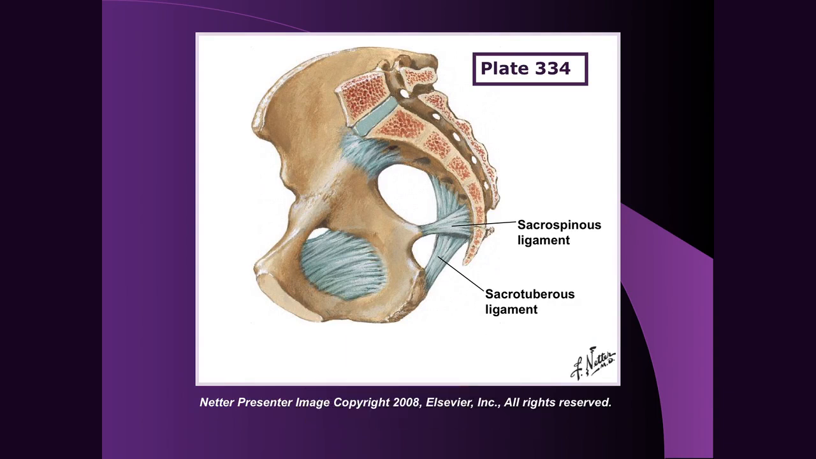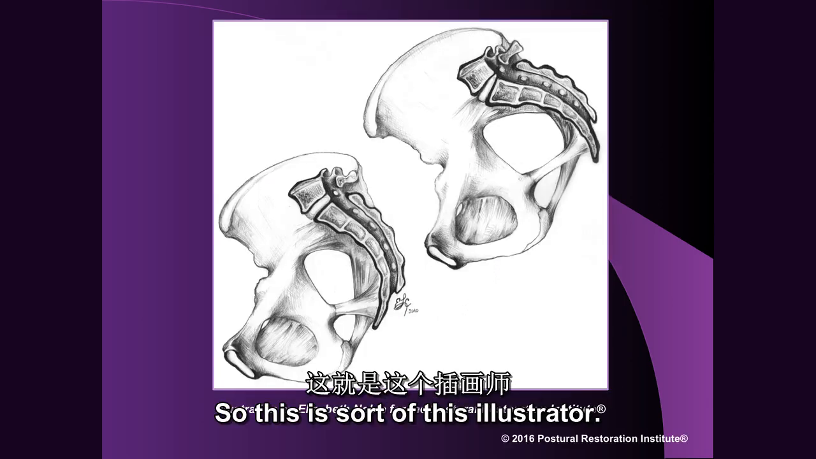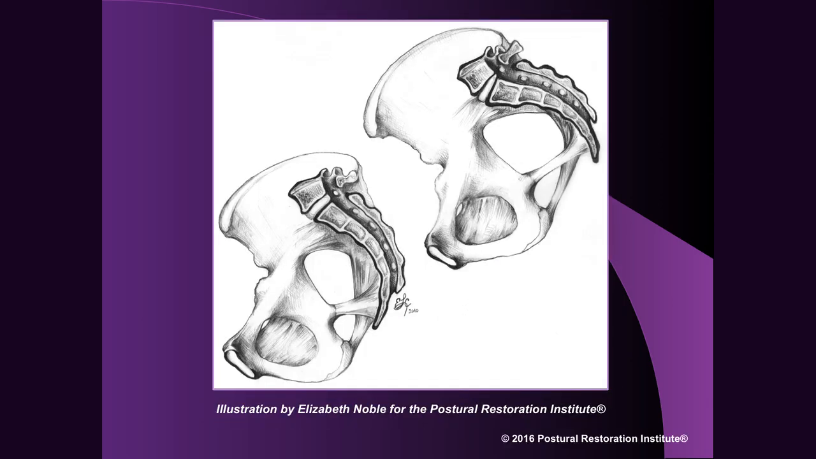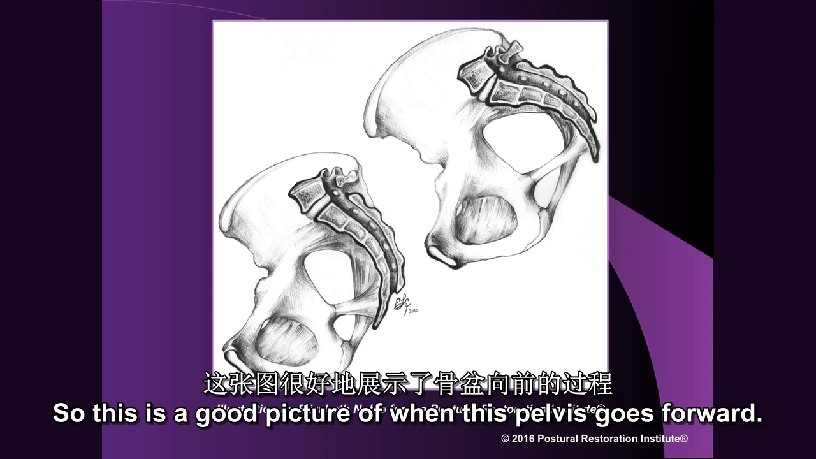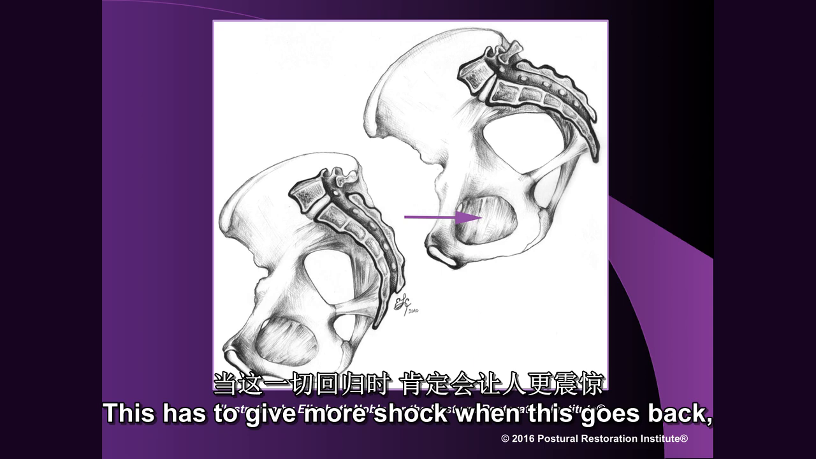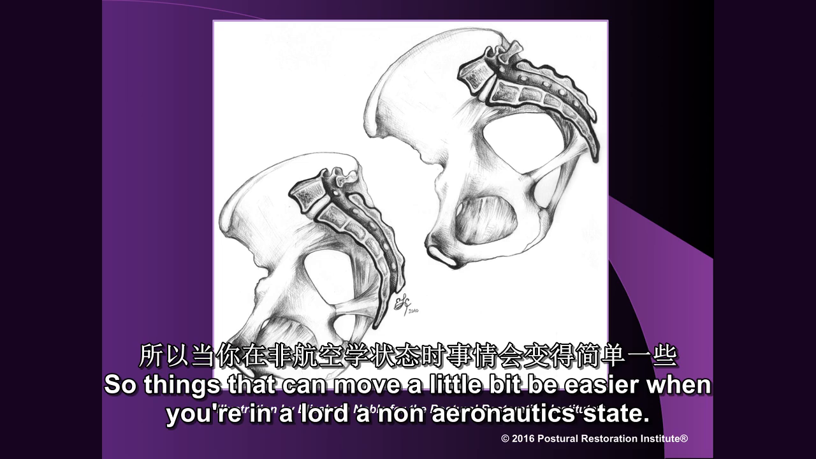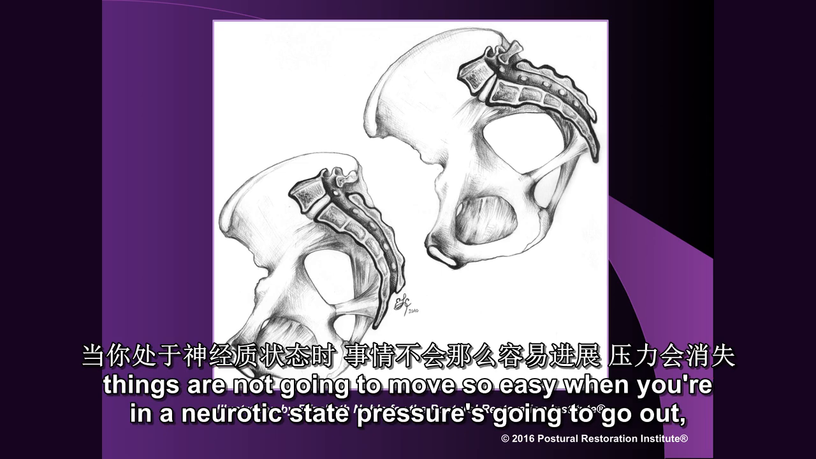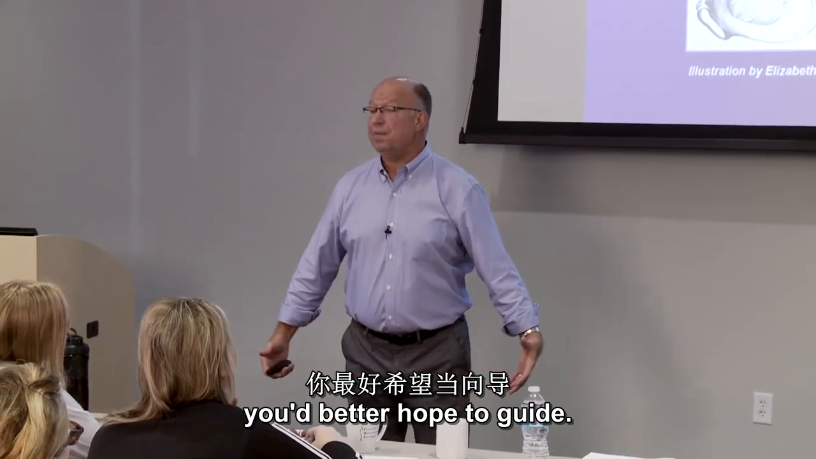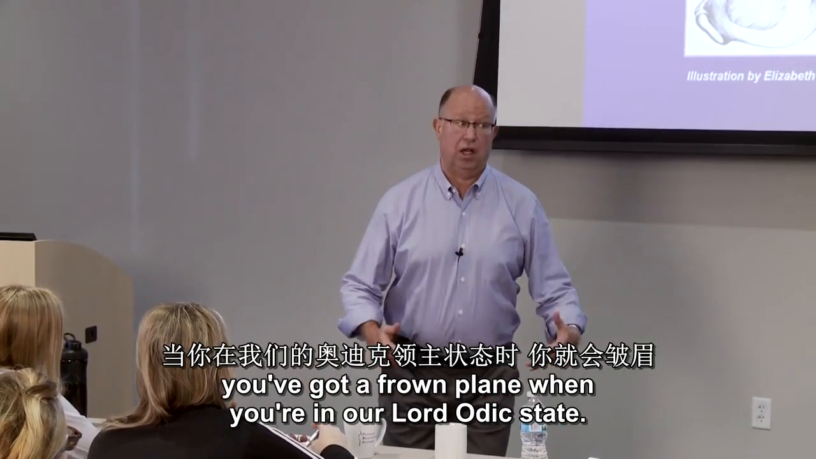That's what I see. So does this illustrator. This is a good picture of when the pelvis goes forward, it has to give more shock. When this goes back, it's going to be more tense. Things are going to move a little bit easier in a non-lordotic state. Things are not going to move so easy in a lordotic state. Pressure's got to go out. You better hope to God you've got a frontal plane when you're in a lordotic state.